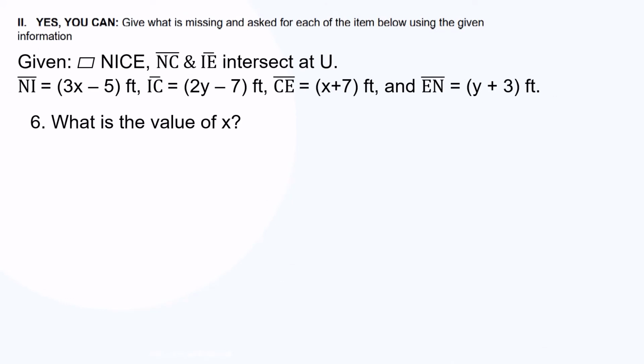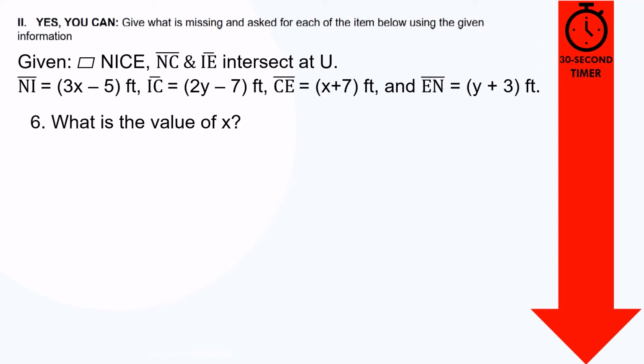Given parallelogram NICE, where diagonals NC and IE intersect at U, side NI equals 3x minus 5 feet, side IC equals 2y minus 7 feet, side CE equals x plus 7 feet, and side EN equals y plus 3 feet. Question: what is the value of x? Your 30-second timer starts now.